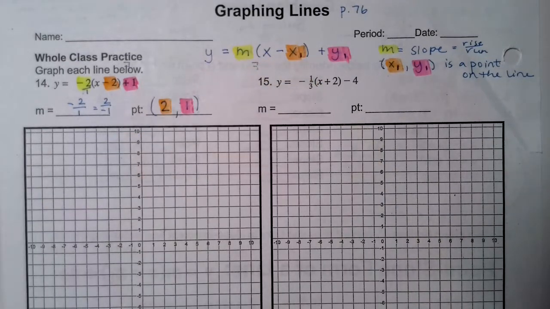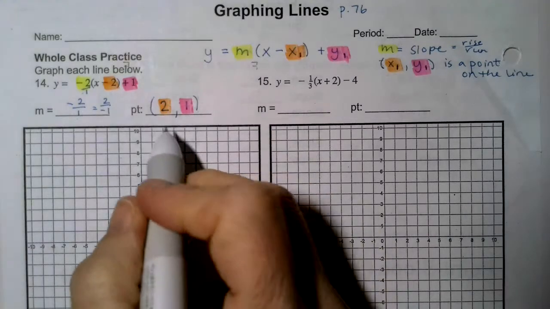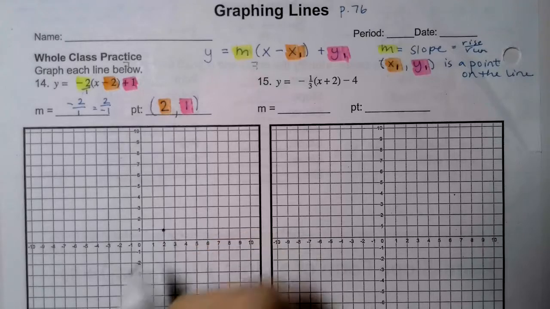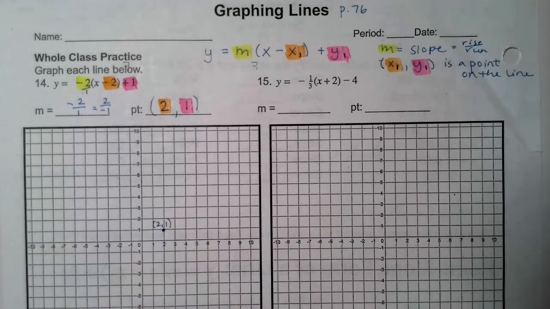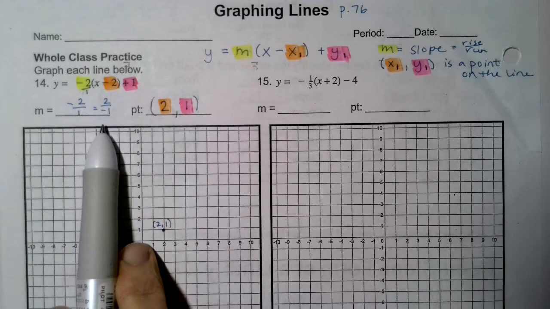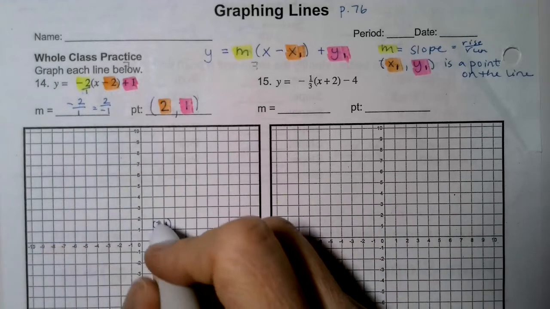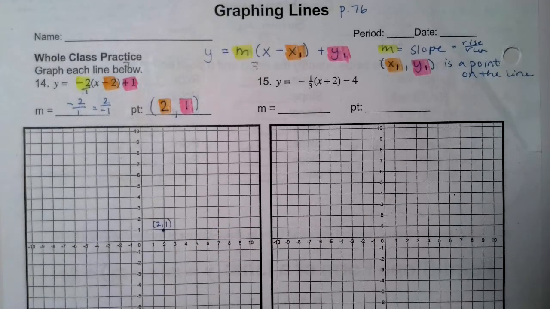So we're going to take a minute to graph this. You are going to go over 2, up 1. So this point right here is the point 2, 1. And once you know a point on your graph, you can use your slope to go to the next point. When I see -2 over 1, that tells me I can go down 2, because that is the negative direction.